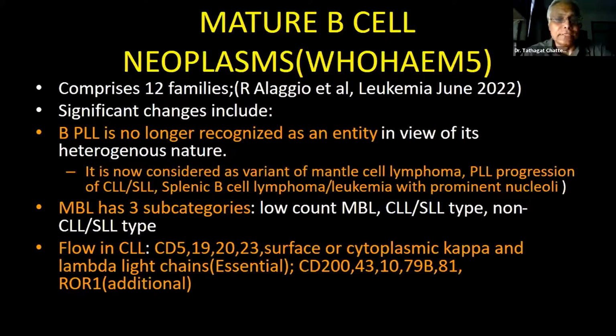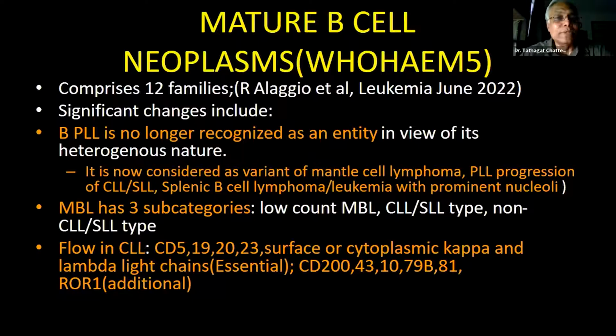it is now considered as a variant of mantle cell lymphoma, or maybe a PLL progression of a CLL/SLL, which most of us are aware of, or maybe it's a family of a splenic B-cell lymphoma/leukemia with prominent nucleoli. And we always face this dilemma of blastoid-looking cells with prominent nucleoli to put them into the CLPD category.